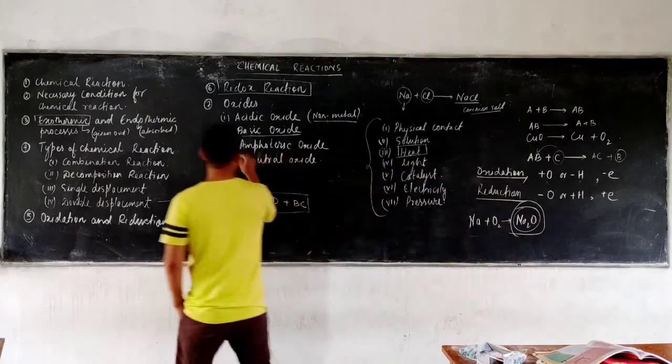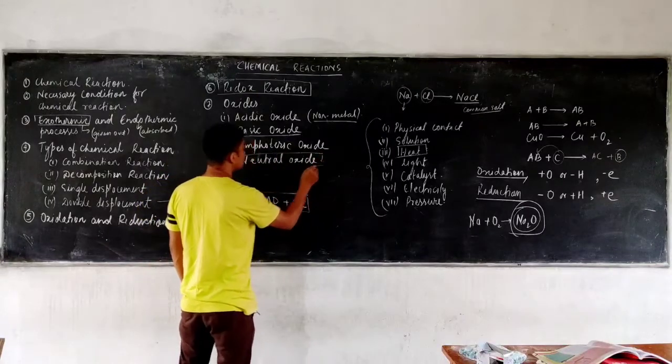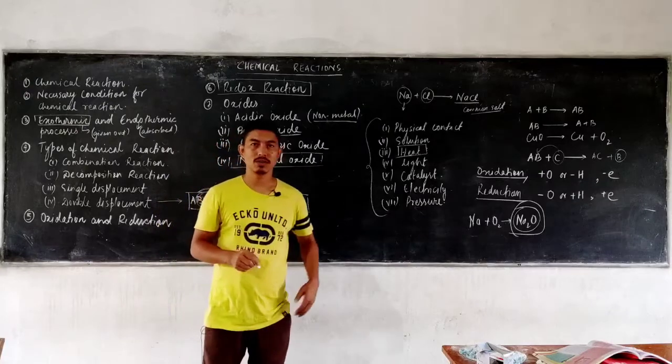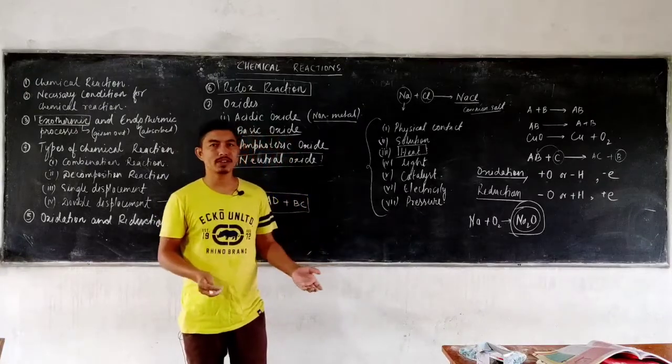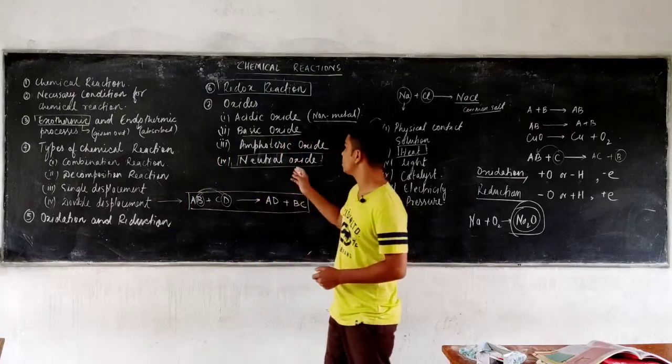Now before coming to the amphoteric oxide, we'll talk about neutral oxides. So what are neutral oxides? Neutral oxides are the ones which, when dissolved in water, form a solution that is neither acidic nor basic in nature. Such oxides are said to be neutral oxides.